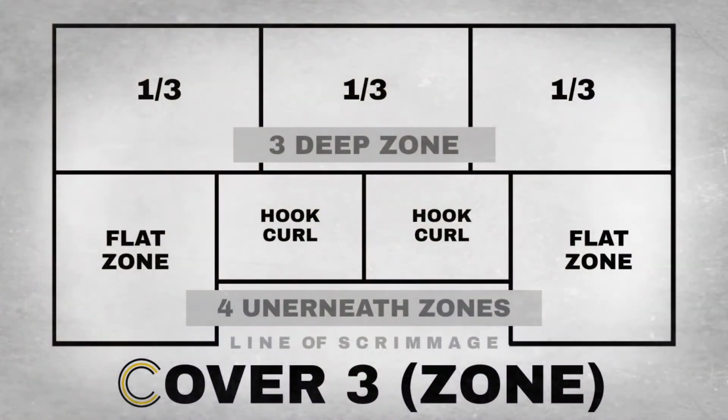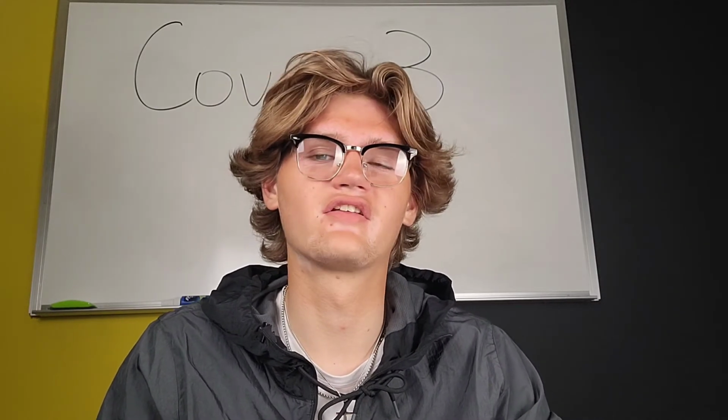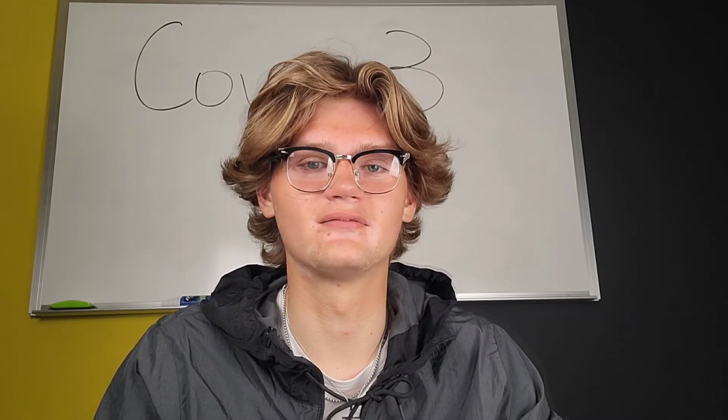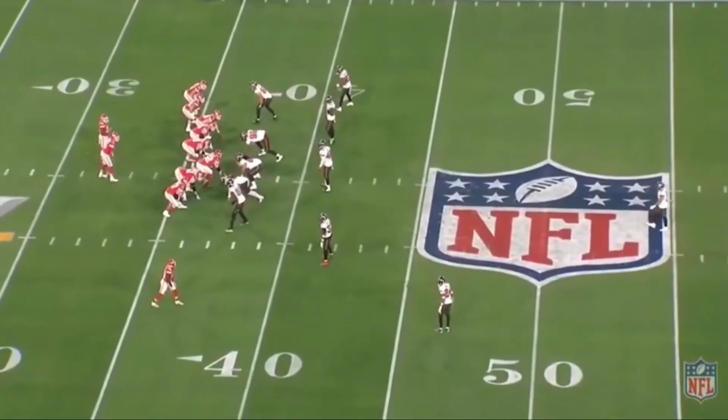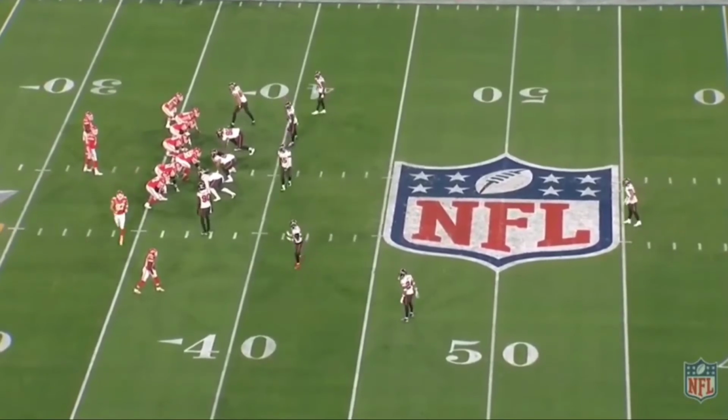A cover 3 zone consists of 3 people deep and 4 underneath zones. The 3 deep are usually 2 corners and 1 safety, and the underneath zones vary who covers what. Now there are weaknesses to cover 3, but I would consider cover 3 one of the strongest zone coverages to go against an offense. Now let's get into some film and watch some NFL defenses run their version of cover 3. Our first example of cover 3, let's take a look at how the Tampa Bay Buccaneers run cover 3 against the Kansas City Chiefs.